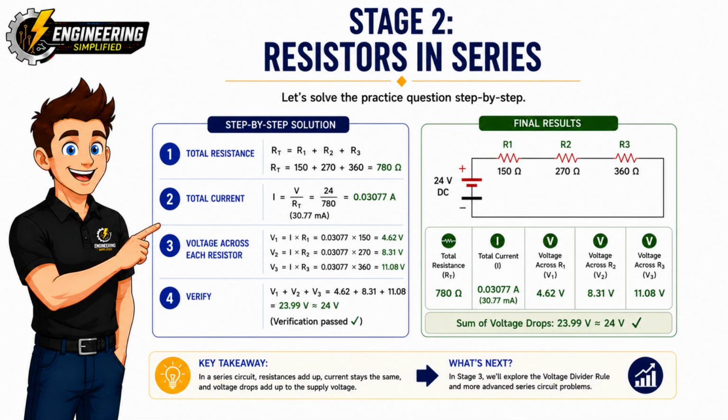As always, we finish by checking our work. When we add all three voltage drops together, we get 23.99 volts, which is effectively 24 volts once we allow for rounding during the calculations. That tells us our solution is correct.